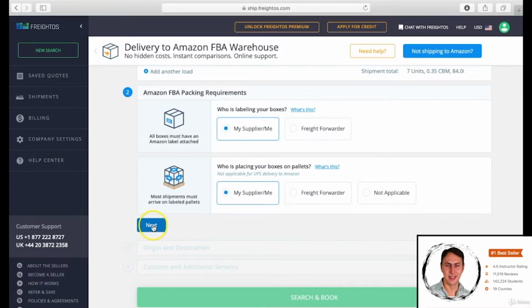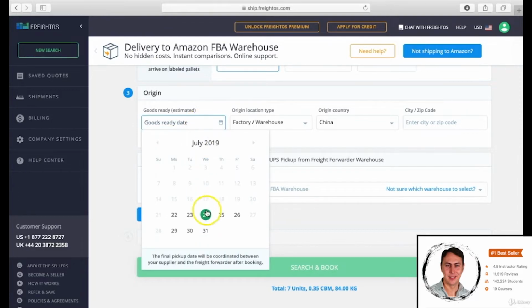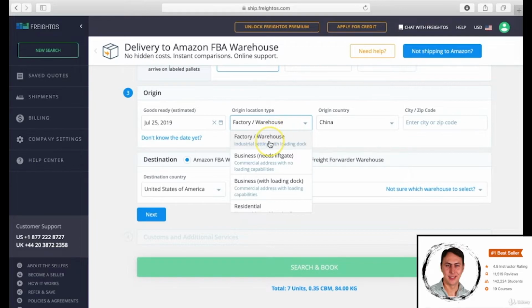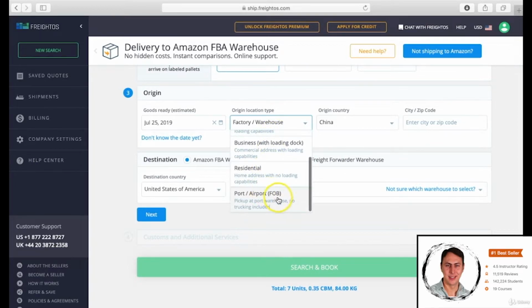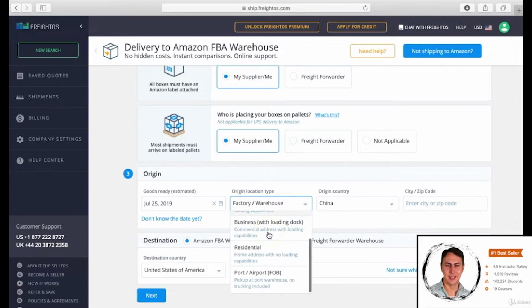Next again. Here, we determine when and from where the product will be sent. I am choosing a random date for the goods ready section, the estimated delivery. From where will the product be taken? Is it from the manufacturer's factory, or did you make a deal another way? For example, from the port with FOB, etc. I explained this to you already. You are choosing one of them.